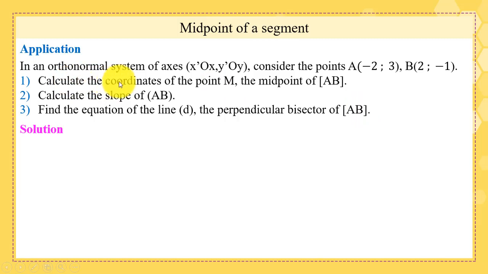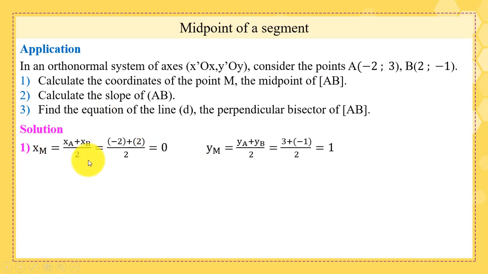In part 1, we must find the coordinates of the point M, which is the midpoint of AB. Since M is the midpoint of AB, the coordinates of M are given by xM equal to xa plus xb over 2, which is equal to -2 plus 2 over 2, which is equal to 0. yM is equal to ya plus yb over 2, equal to 3 plus -1 over 2, equal to 2 over 2, equal to 1. Then the coordinates of the point M are 0, 1.